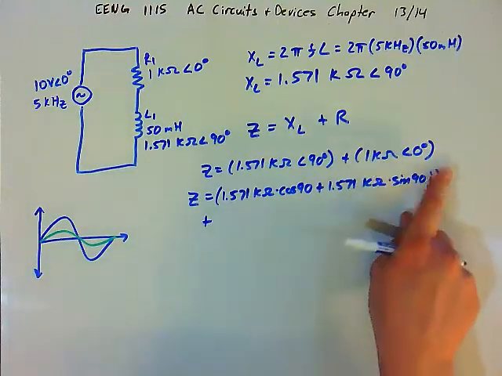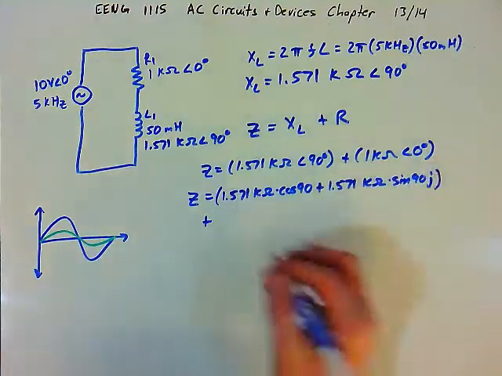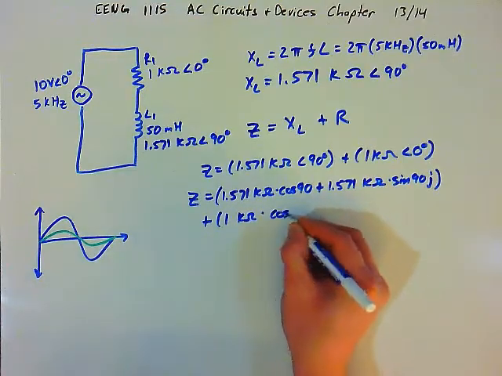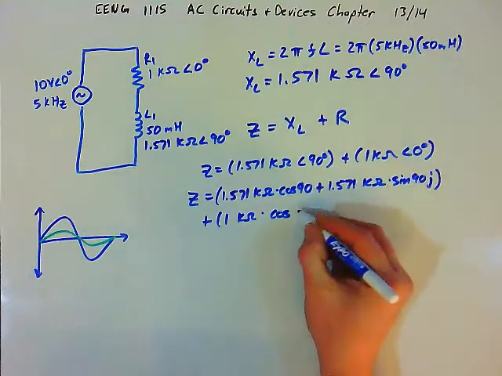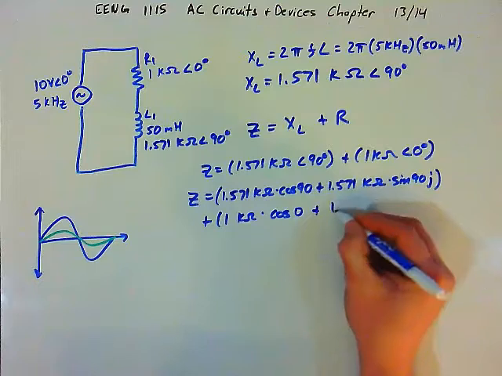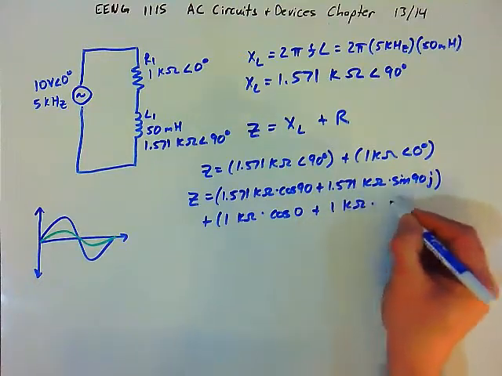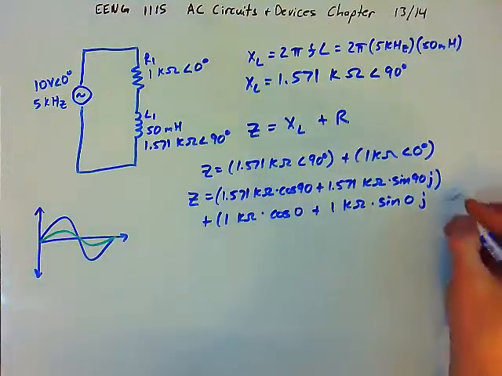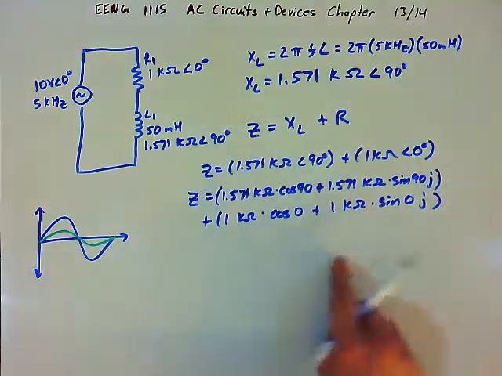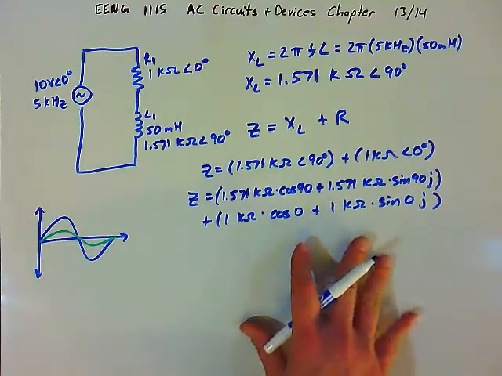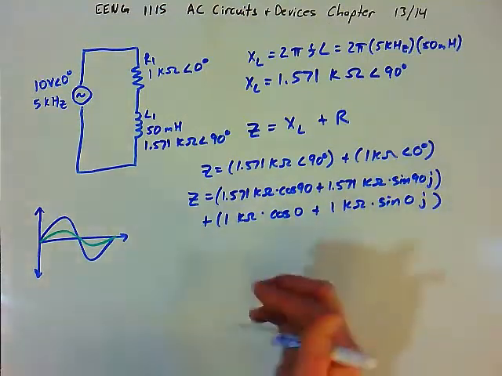And same thing, magnitude times the cosine of the angle. So 1 kilo ohm times the cosine of 0 degrees plus magnitude 1 kilo ohm times the sine of 0 degrees. And again, this will be the j component. And so I can type this into a calculator and figure out what these values are going to be. Okay, and so I'll go ahead and do that.